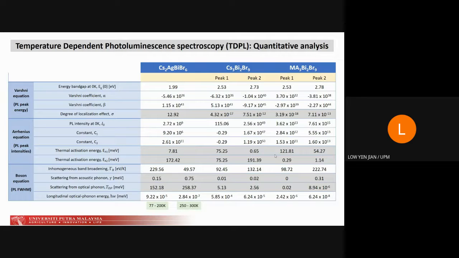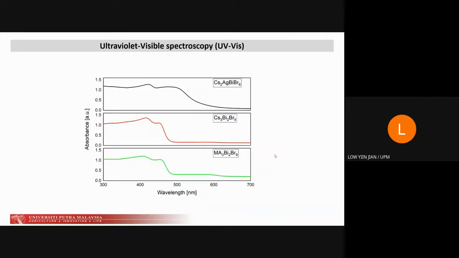And for the CS and the MA329 structure, all of the peaks show a low degree of localization effect, but peak 2 of the CS329 structure located at 2.7 eV and peak 1 for the MA329 structure located at 2.5 eV show a high thermal activation energy. Also, a high acoustic phonon contribution was found on peak 2 for the MA, which is located at 2.7 eV. And this fitted graph of the TDPL parameters is useful to provide insight into the material's optical properties.